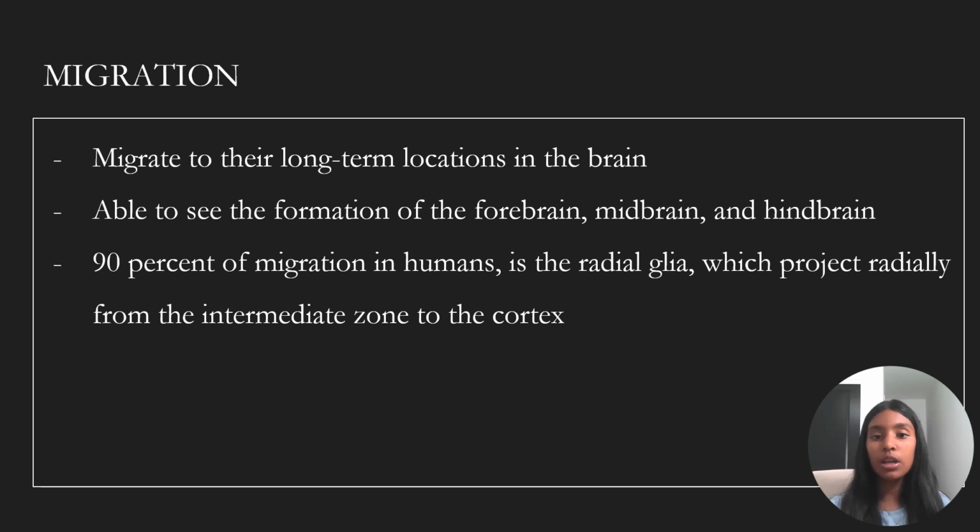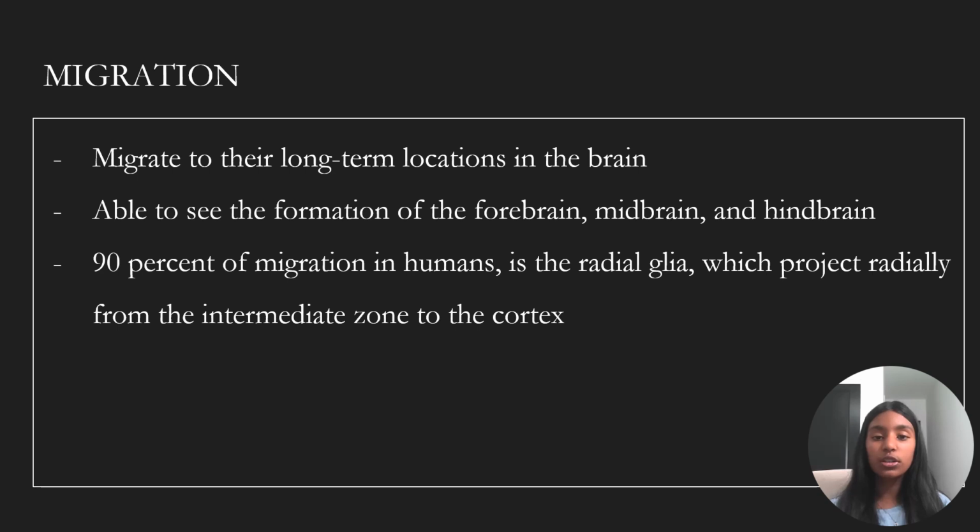Three to four weeks after a human baby is conceived, migration happens. Migration is when a cell moves to a long-term location in the brain. Continuing to divide, a flat neural plate grows and is followed by the formation of parallel ridges. Then the ridges fold toward each other and fuse into a hollow neural tube in week 7, and the cells move radially and parallel to the brain surface. 90% of the migration in humans happens with radial glia, which project radially. So these move parallel to the brain surface.